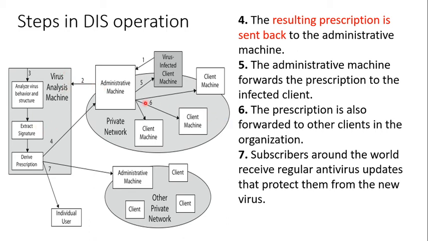So that is the 6th and 7th step. You not only give the prescription back to the affected machine, you also give the prescription to all the other machines, thinking that in future if the virus tries to affect any other machines or devices, it is not possible, because all these machines already have the solution for the kind of virus which affected this machine. That's the complete story of your DIS, which is the digital immune system.